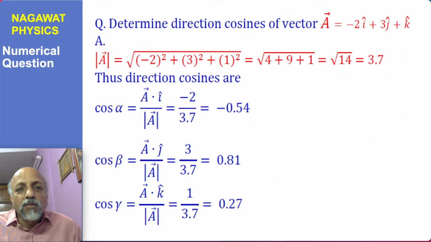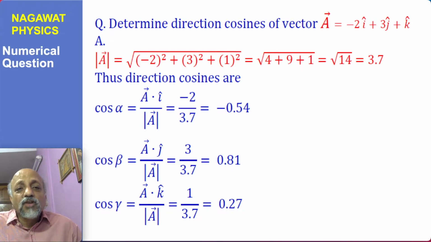Let us work out one problem for the direction cosines. Suppose a vector is given as minus 2i plus 3j plus k. So that is the expression of the vector which is given to you. That vector A can be written as minus 2i cap plus 3j cap plus k cap.